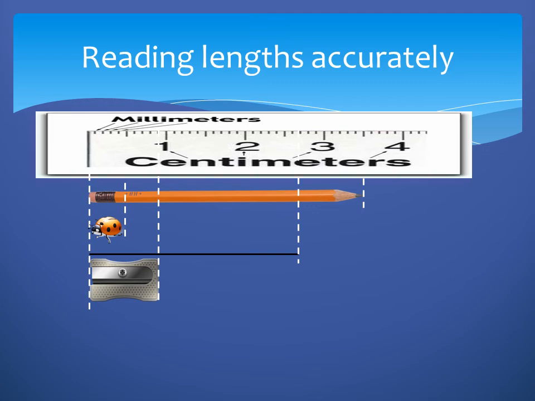Let's see the sharpener. I think I said the sharpener should be 2 centimeters. Wow, I really underestimated. The sharpener is not even up to 1 centimeter. Let's count how many millimeters it is. 1, 2, 3, 4, 5, 6, 7, 8, 9. Remember, we're counting the lines in between. So the sharpener is 9 millimeters.